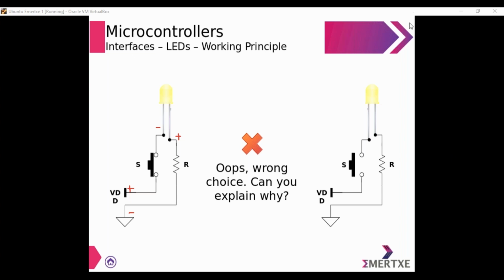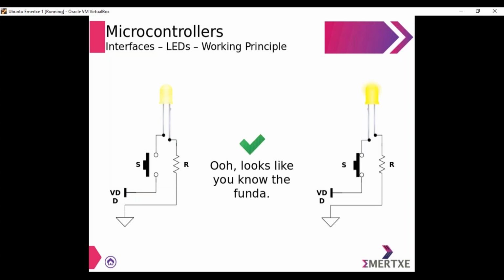If you go with the second scenario, you can see the LED is glowing, a little brighter this time. That is because when you press the switch, the positive of the LED is being connected to the positive voltage supply, and the negative of the LED is being connected to the negative, which is ground. So a forward biased connection is established, which is why the LED is glowing.